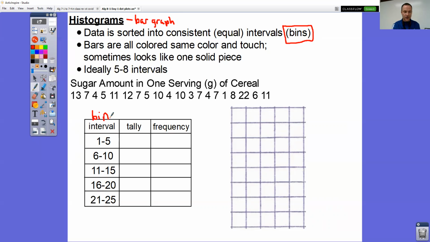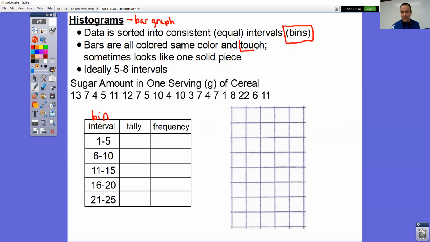It's sort of like if you had a whole bunch of miscellaneous things and maybe you grouped it by vegetable soup and chicken soup and beef soup, and you're sort of just tossing cans and sorting them out. That's really what we're doing here. All the numbers that are in between 1 and 5 go here. All the numbers that are in between 6 and 10 are going to go here, and so on and so forth. Bars are all colored the same, and touch.